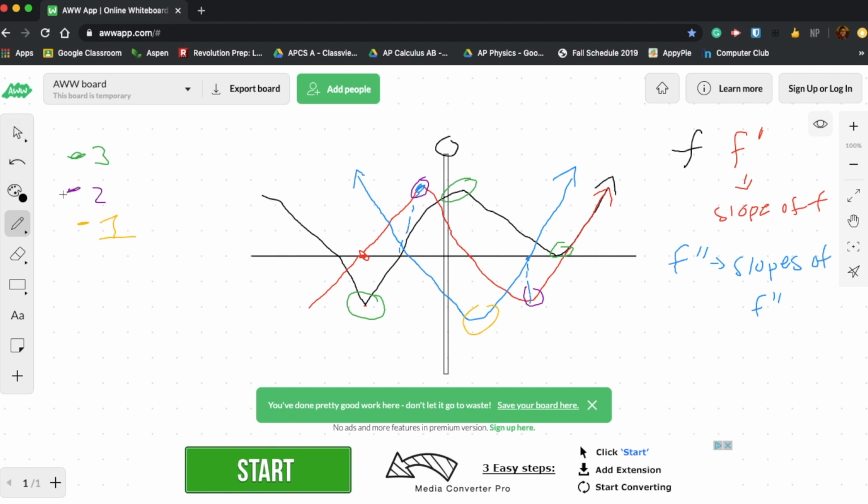Alright, so that is the relationships between f prime and f double prime on a graph.